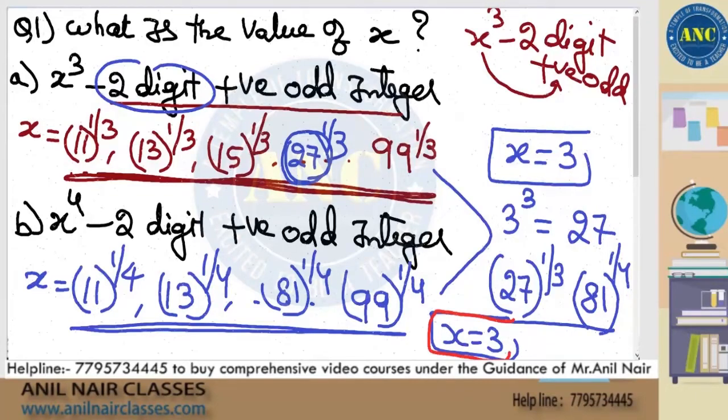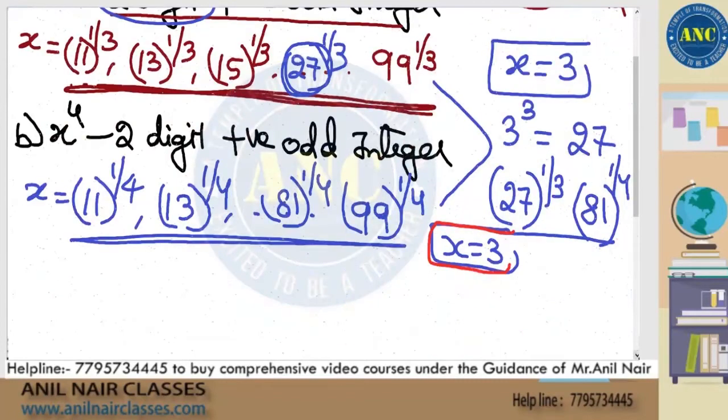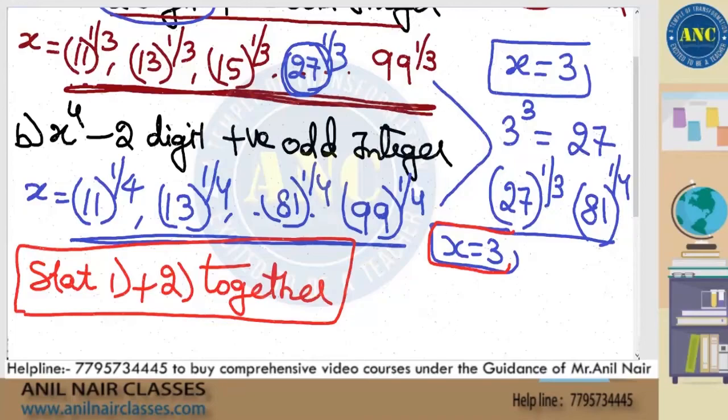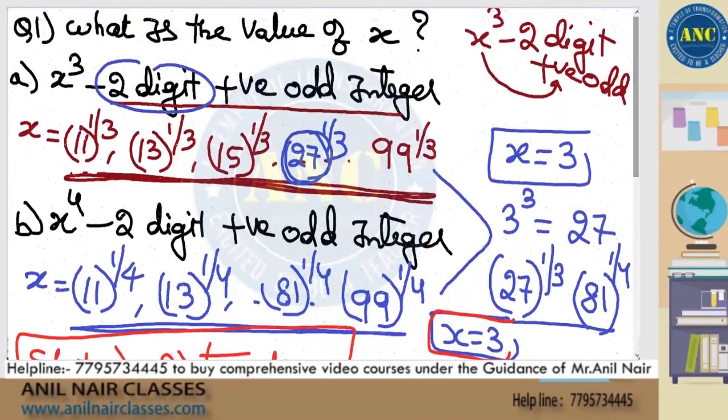So statement 1 alone is giving you more than one answer. Statement 2 is giving you more than one answer. So the answer is statement 1 plus 2 together. An introductory question before we discuss very good quality questions today. The answer for this question is statement 1 plus 2 together. I hope it is clear.